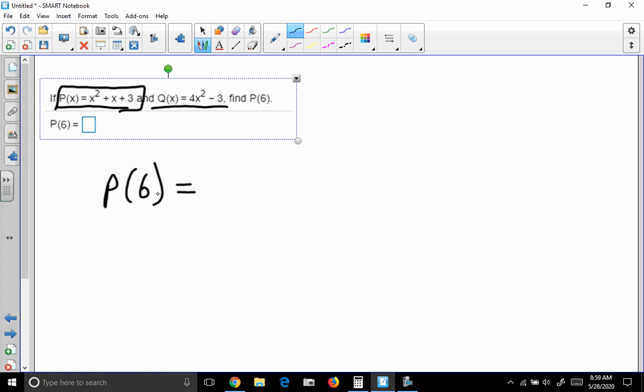So the formula for our function that we're using is x squared plus x plus 3. The number in parentheses tells us what we're plugging into that formula. So in our case, we're plugging the number 6 into the formula called p. So as we mentioned in 5.1, anytime we plug a number into a formula, we want to put a parenthesis around it. So we have the number we're plugging in that needs to get squared.